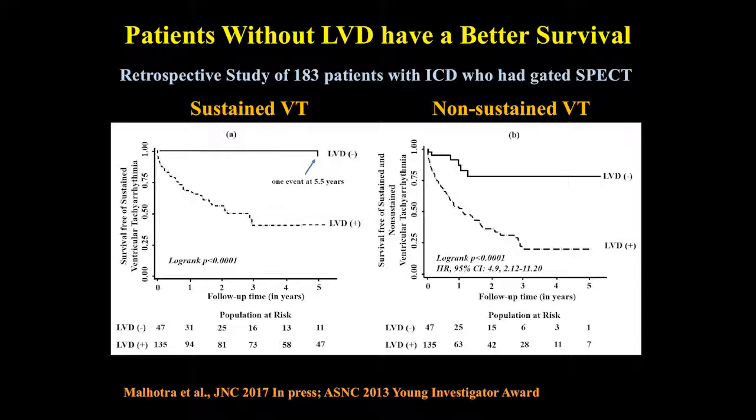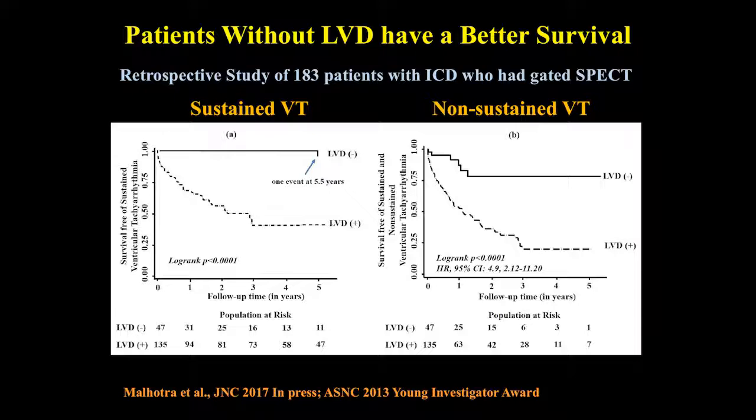We found that patients who had no dyssynchrony had nearly no events over a period of 5.5 years, except for one patient who had an arrhythmic event. Now, arrhythmic events were defined by ICD discharge, anti-tachycardia pacing, or sudden cardiac death that was not aborted by the ICD. So we were very inclusive in terms of what we defined as arrhythmic events, as opposed to patients who had dyssynchrony, in whom the majority of the events occurred.